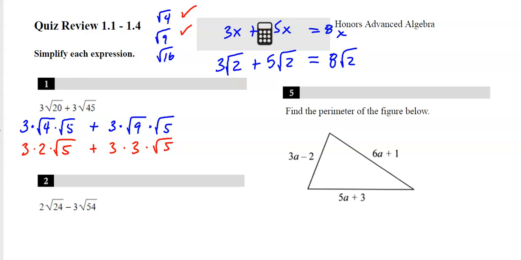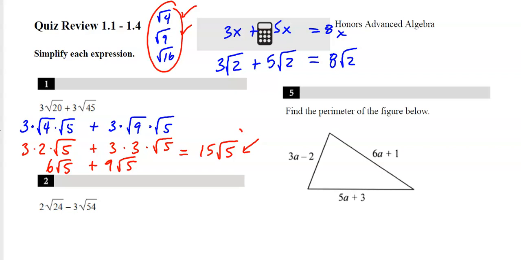And when I do my math, I get 6 radical 5 added to 9 radical 5. And 6 of them plus 9 of them gives me 15 radical 5. And you know you're done when the square root cannot be broken down with any more perfect squares in there. So I know that I'm completely done.